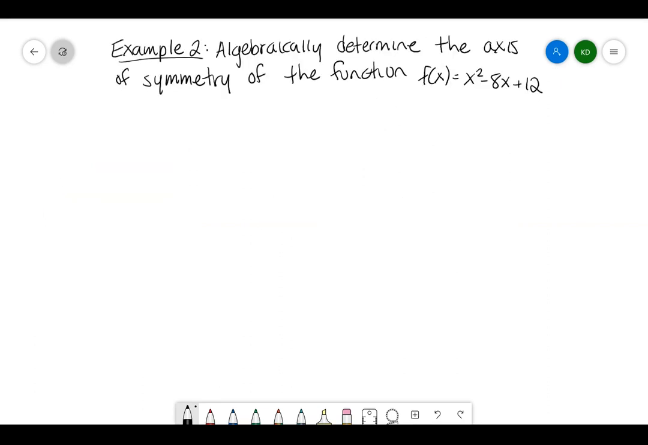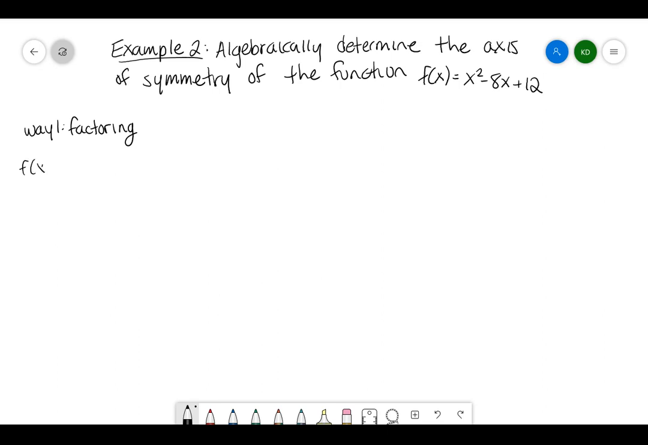Example 2. Algebraically determine the axis of symmetry of the function f(x) = x² - 8x + 12. I'm going to show you 3 different ways that you can do this. Way 1 is by factoring. If you don't know how to factor a quadratic function quite yet, I would actually try to go look up some other videos of that first, just because I am going to go through this fairly quickly.